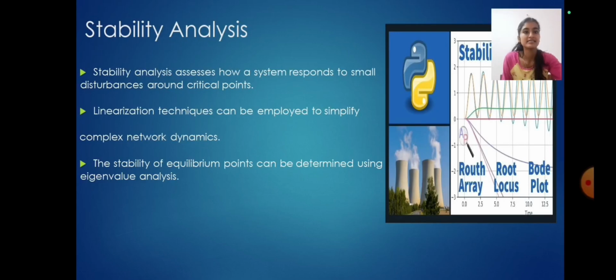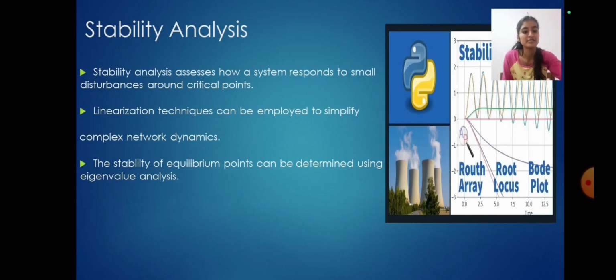Stability analysis. Stability analysis assesses how a system responds to small disturbances around critical points. Linearization techniques can be employed to simplify complex network dynamics. The stability of equilibrium points can be determined using the eigenvalue analysis. Stable means if A greater than 0 and AC minus B square is also greater than 0, then the point is said to be stable or a local maxima.